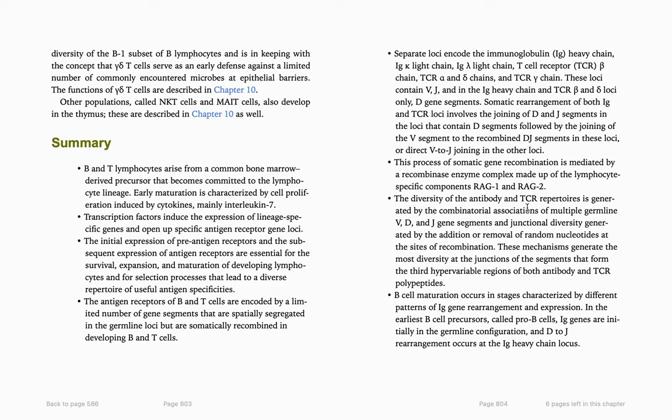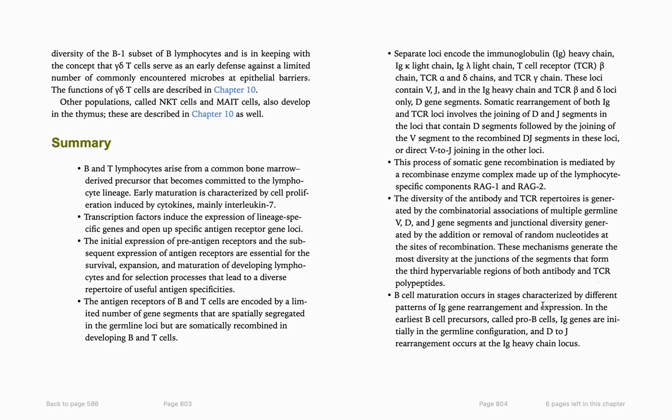The diversity of antibody and T cell receptor repertoires is generated by combinatorial association of multiple germline V, D and J gene segments, and junctional diversity generated by addition or removal of random nucleotides at the site of recombination. These mechanisms generate the most diversity at the junction of segments that form the third hypervariable region of both antibody and T cell receptor peptides.